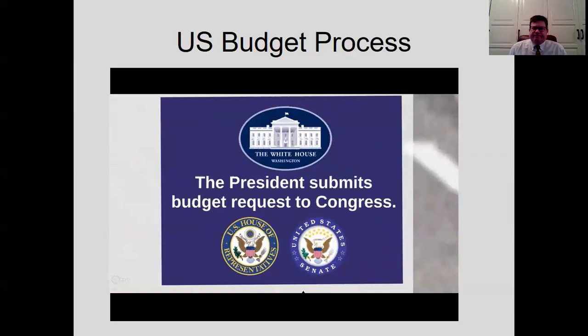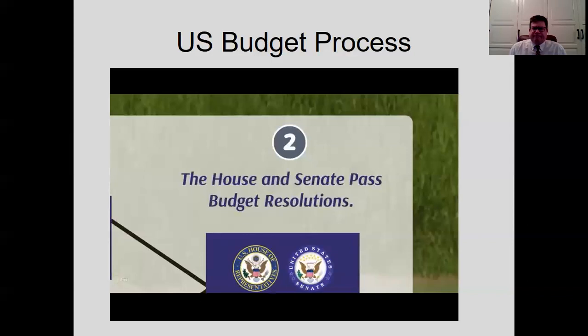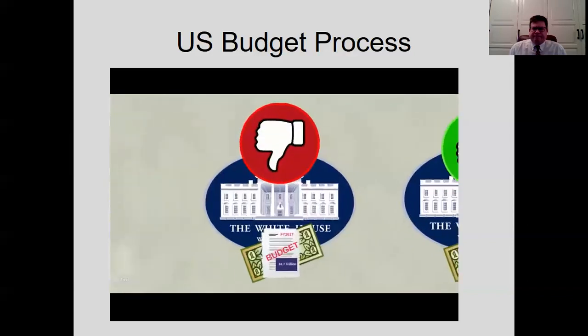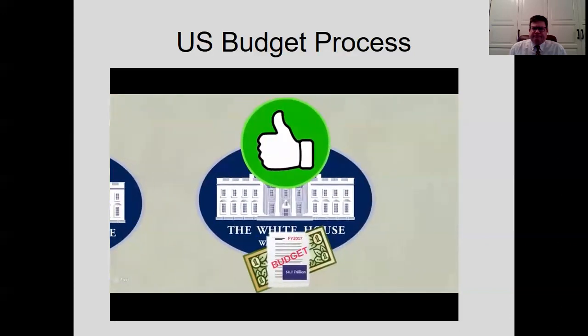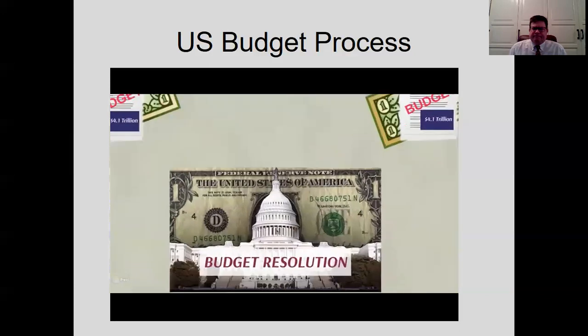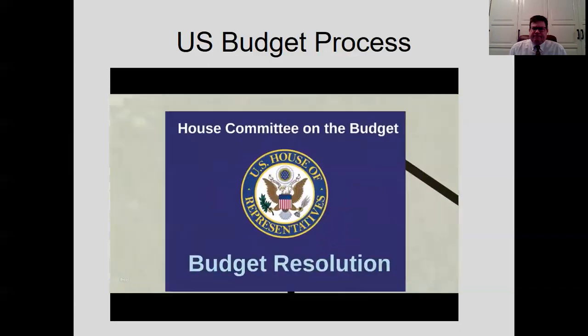In step two, after the President's budget request has been released to the public, it's Congress's turn to pass their own budget resolutions. The Congress can entirely ignore the President's budget or write their own. They set their own spending, taxation, and policy priorities called a budget resolution in the House Committee on the Budget and the Senate Committee on the Budget.